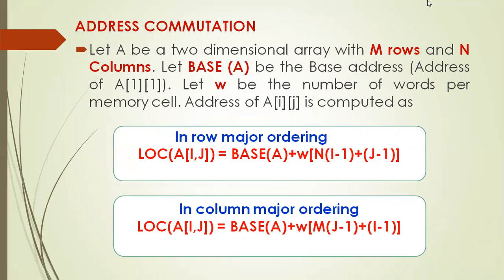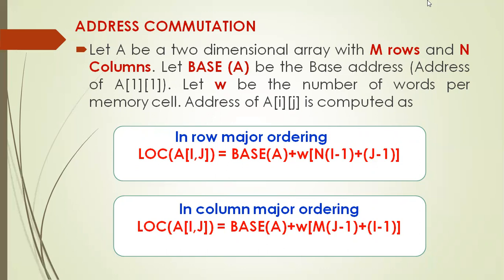In row major ordering, suppose your matrix is of order m cross n, where m denotes the number of rows and n denotes the number of columns. Listen carefully. The matrix is of order m cross n. M denotes the number of rows and n denotes the number of columns. And if the matrix is of int data type, the W value will be 2. If the matrix is of float type, W will be 4.